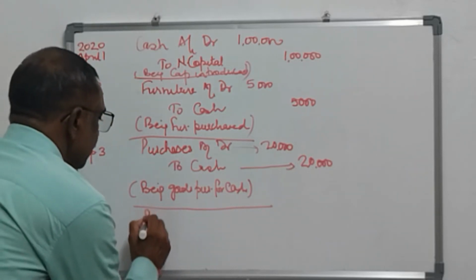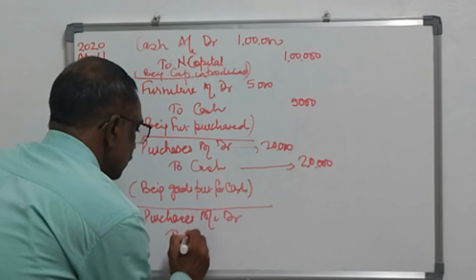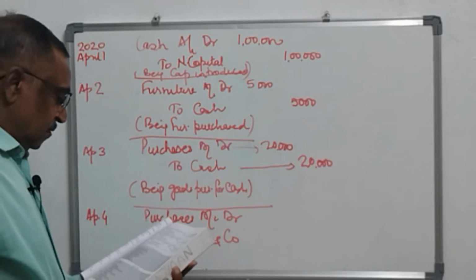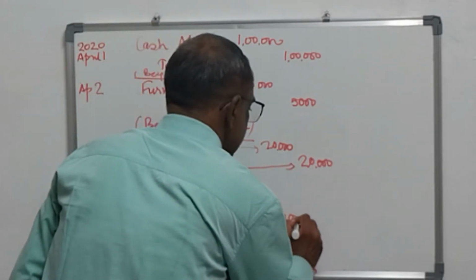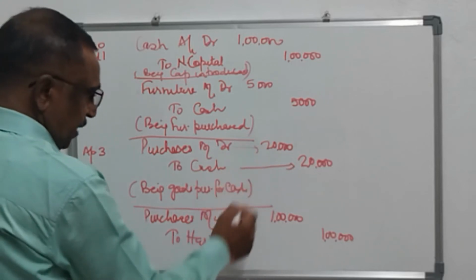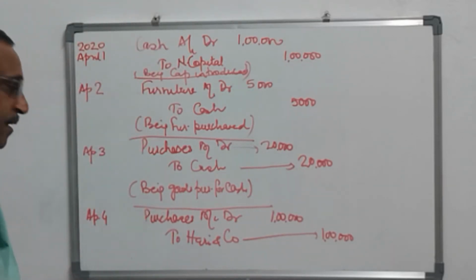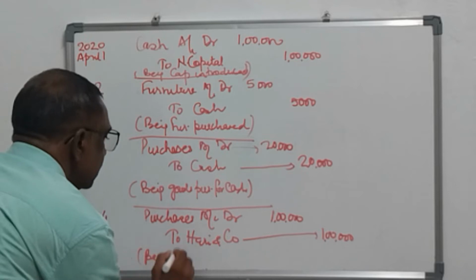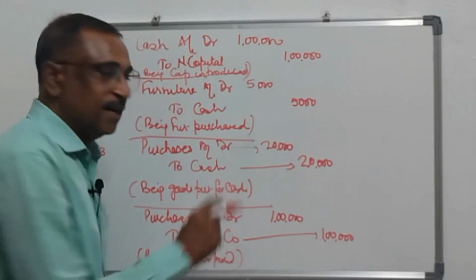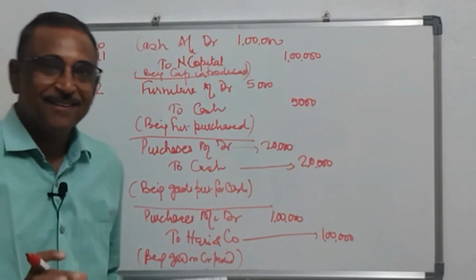So the entry will be purchases account DR to Hari and Company. It is for 1 lakh. Okay. Amount will be written in the corresponding debit column and the corresponding credit column. Being goods purchased on credit from Hari and Company. We have to write the narration in the shortest possible manner. Clear? Okay.